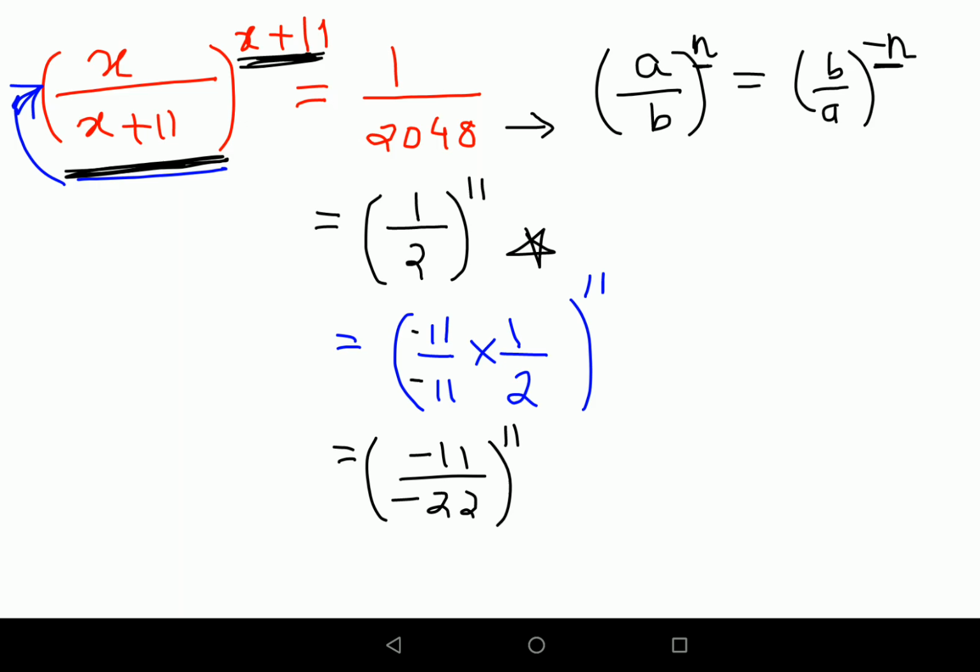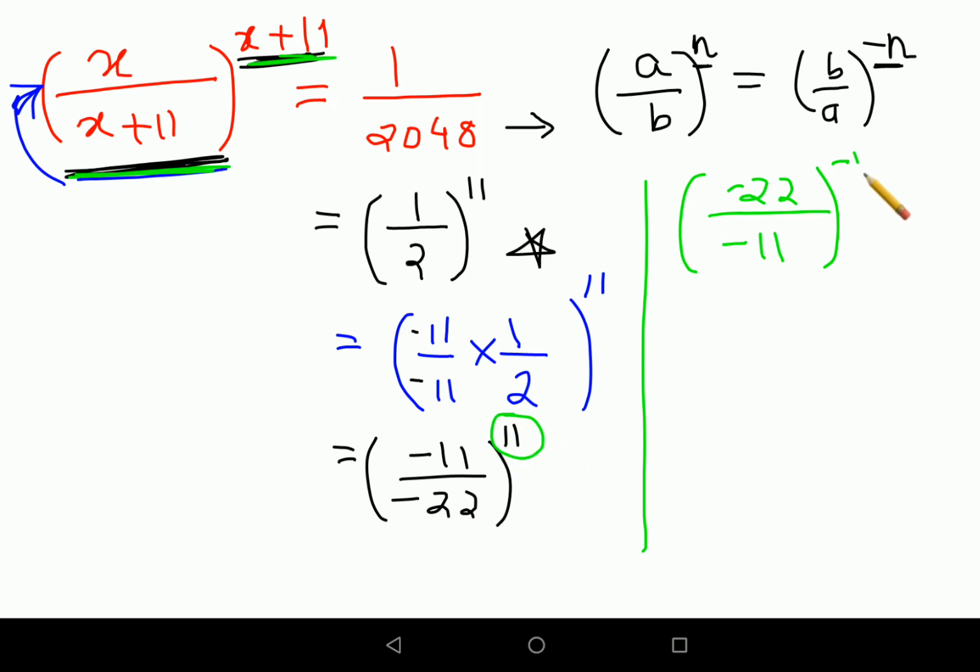Now you all must be wondering why. Remember, the basic rule of your entire sum is that you want your denominator and your index to look the same. So now after applying this, you will have minus 22 on top, then you have minus 11 on the bottom, and your index, which is plus 11, now shifts to negative 11.